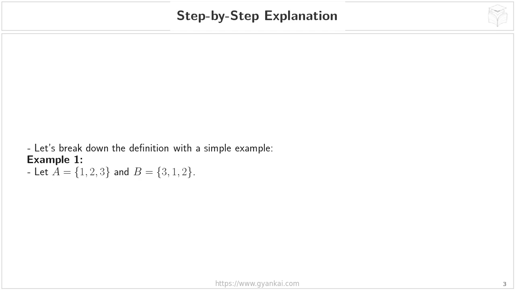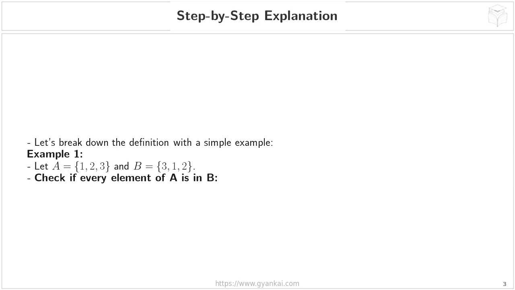Step-by-step explanation. So now let's really solidify this idea of equal sets with a step-by-step example. We'll start with example 1. We have two sets, and we'll call them A and B. Set A contains the numbers 1, 2, and 3. We represent this as A equals the set containing 1, 2, and 3. Set B contains the numbers 3, 1, and 2. Now, remember from the previous slide, to prove that A and B are equal, we need to check two things.